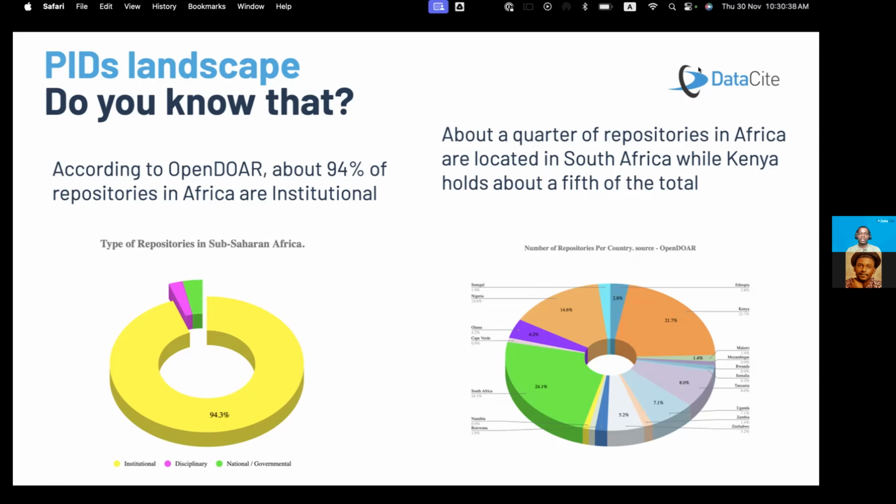Whether you are considering the result from OpenDOAR, the Directory of Open Access Repositories, where open means open and accessible, or checking from other sources, South Africa keeps on leading. And Kenya owns about a fifth of the total. So invariably, we have South Africa leading, followed by Kenya in terms of the number of repositories.